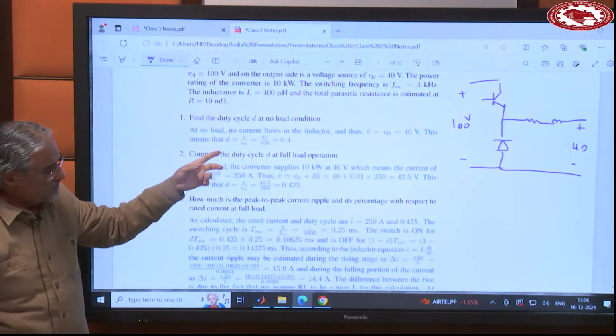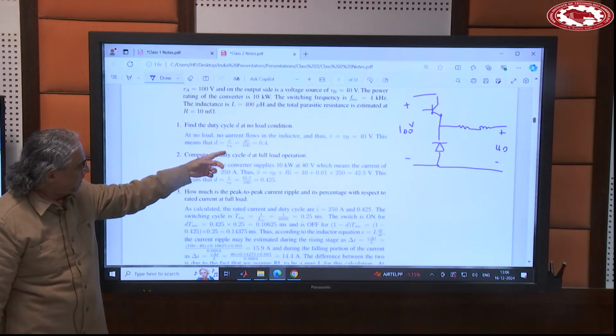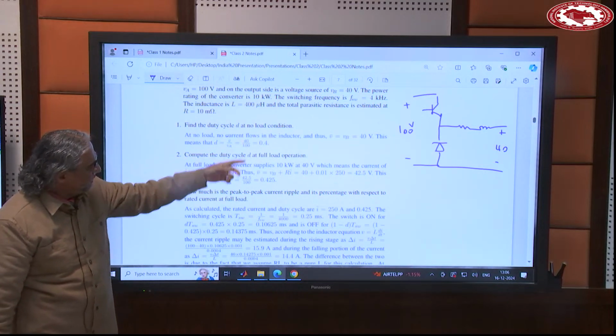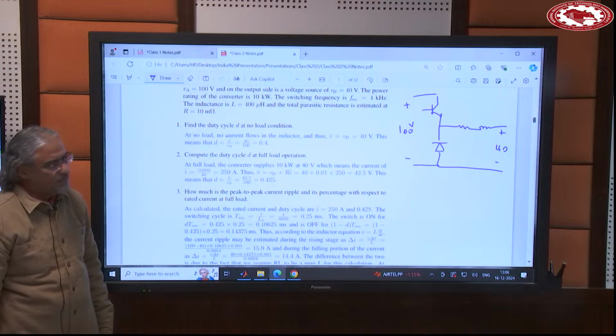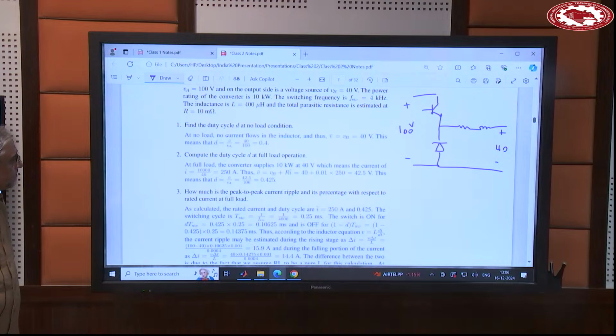Then V bar, what was the equation? V bar is D into VA. So D is V bar divided by VA. 40 divided by 100, 0.4. Okay.